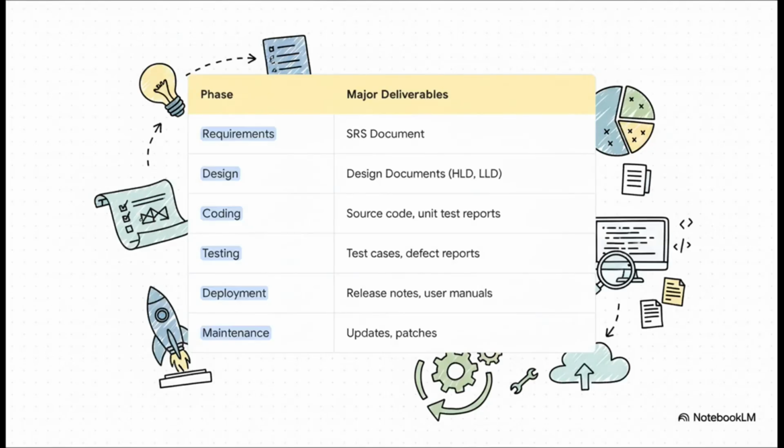What's so cool about this summary is you can literally see the project come to life through its paperwork. You start with an idea and you get a requirements document. That document becomes a design blueprint, which leads to real source code. That code gets tested, which produces bug reports, and that leads to a final release with user manuals and then ongoing updates. See? Every single step creates something real that the next step builds on.